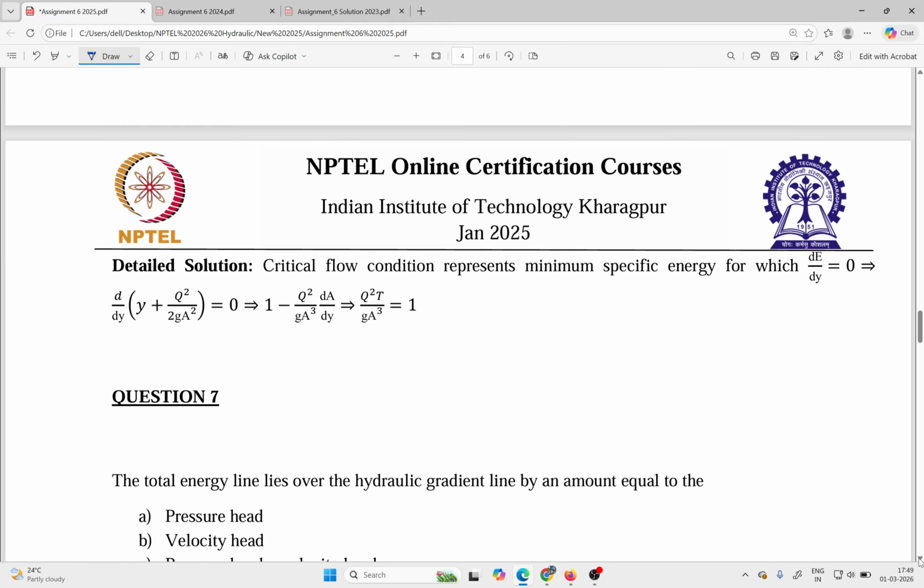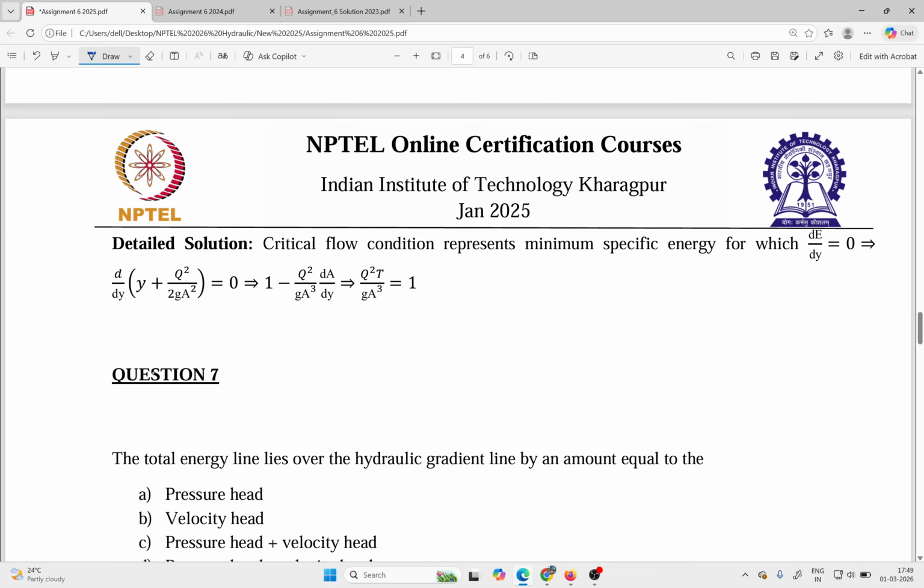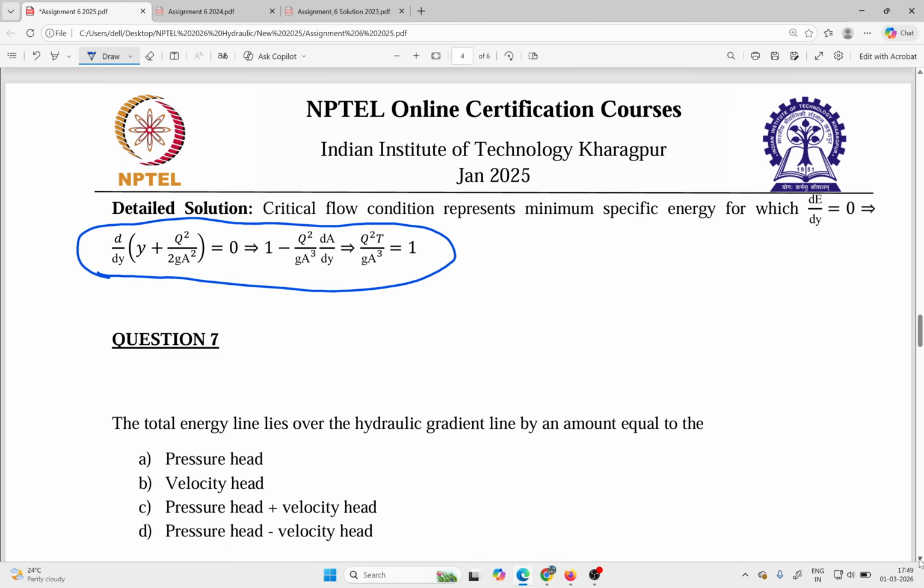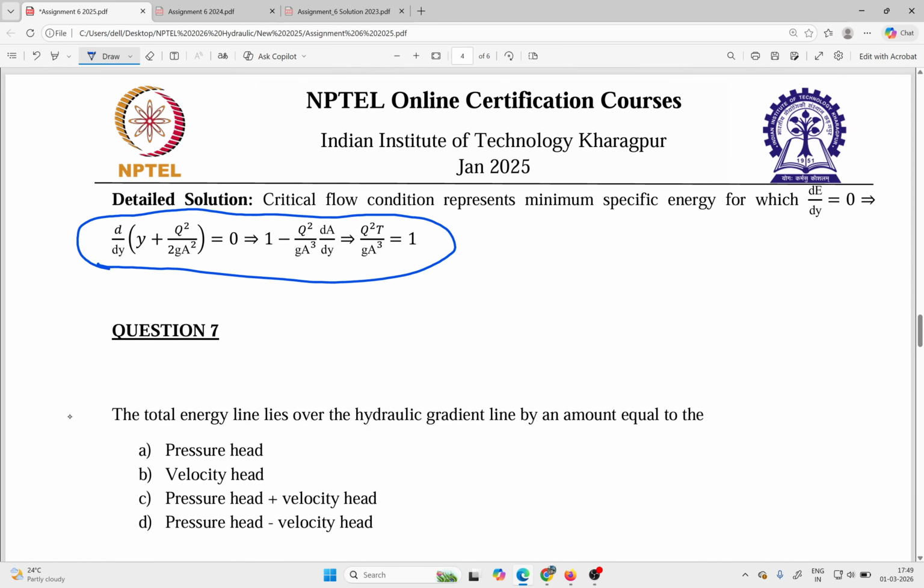So next is your question number 7. Here the explanation is about the minimum specific energy criteria at critical depth condition, so you can go through it also. Anyway, I'll upload this PDF. Question number 7: the total energy line lies over the hydraulic gradient line by an amount equal to pressure head, velocity head, pressure head plus velocity head, or pressure head minus velocity head. You have to write your answer in the chat box.